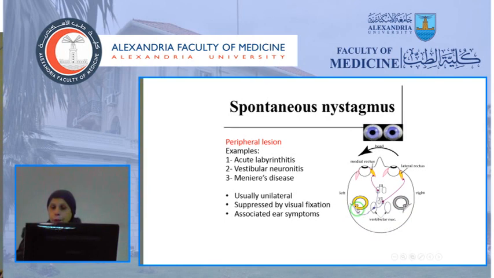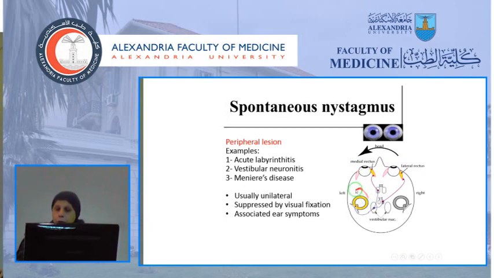What is the interpretation of this? This means as if the head is moving in the direction of the healthy labyrinth, and the VOR will move the eyes towards the affected labyrinth. And then the eyes, when they go in a slow fashion in this direction, come back by their elastic recoil to their center position again, and this is the fast phase.